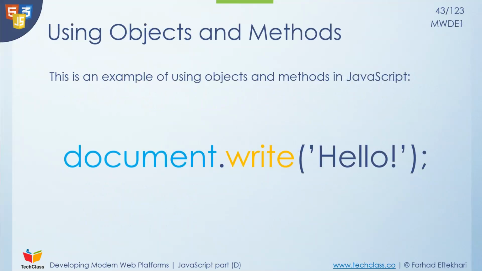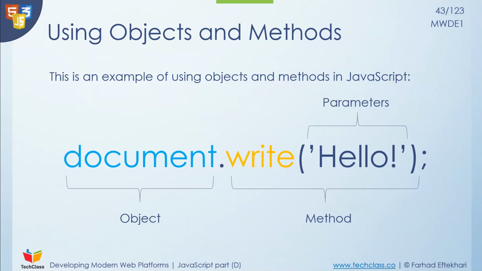And this is also an example of using objects and methods in JavaScript. For instance, we have this document object, and then we have write and this parameter as a method here. So this is the way that we are calling objects and their method. Before we discuss what are the objects and methods and this kind of stuff.